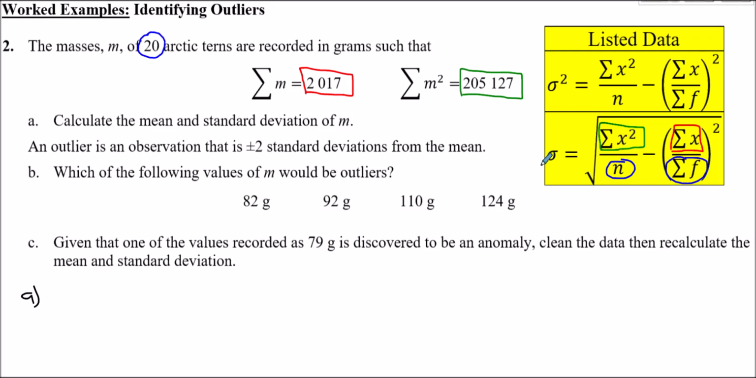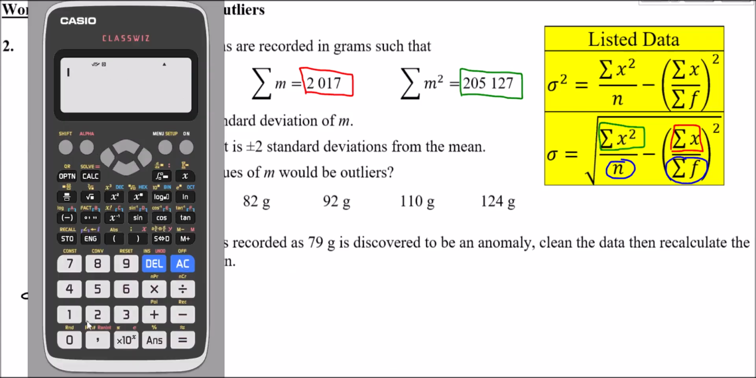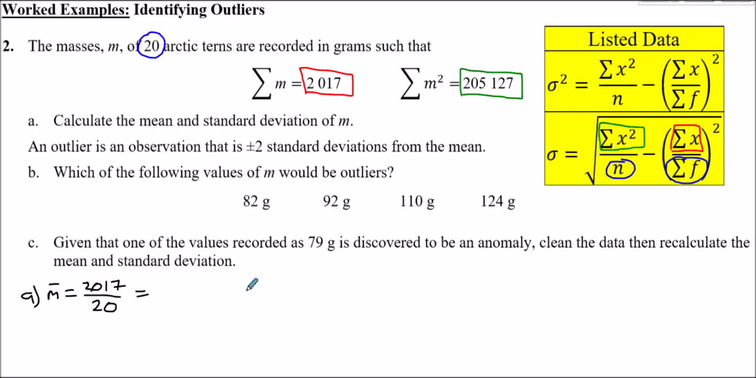So the mean mass is just going to be this here. It's going to be the total of the values, which is 2017, divided by the total frequency, which is 20. So 2017 divided by 20. Try this on the ClassWiz. We get 100.85. So to three significant figures, you could give it to one decimal place if you wanted, I suppose. That's 101 grams.